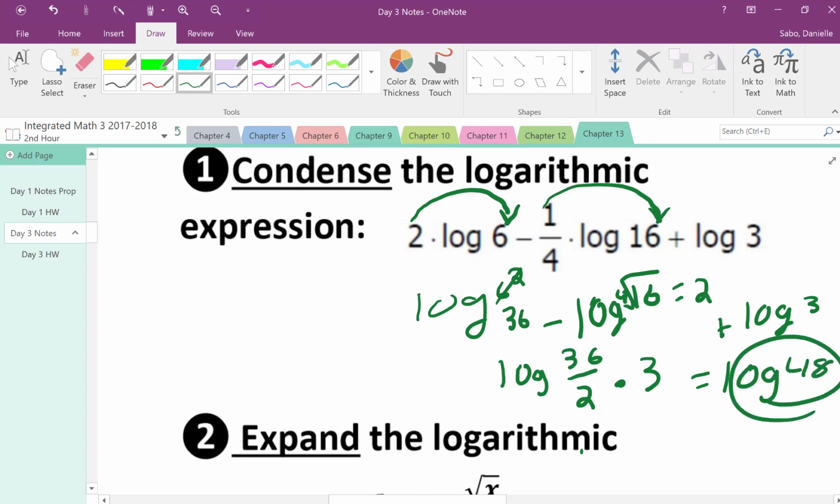All right, good. Awesome. So 6 squared was 36. That's how we got that. The 4th root of 16 is 2, because 2 times 2 times 2 times 2 gives me 16. Okay, remember subtraction means division. So it's 36 divided by 2, and then times 3, which gives me 48. You could have written it differently. Yes.